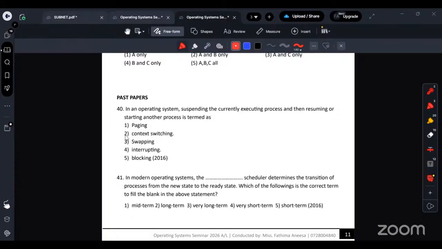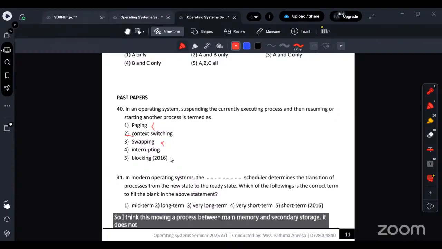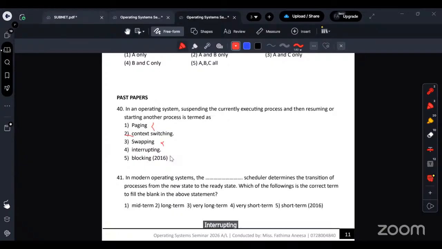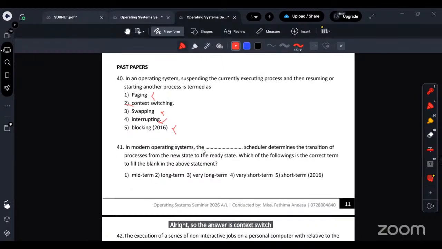So the first one is wrong because paging is a memory management scheme, while here we are talking about process management. Swapping is moving a process between main memory and secondary storage. It does not save the current state. Interrupting is a signal to the processor that temporarily halts it. It just holds the current task. So that is also wrong. Blocking is a state where a process waits for an input output to occur. All right, so the answer is context switching. I hope it was clear.